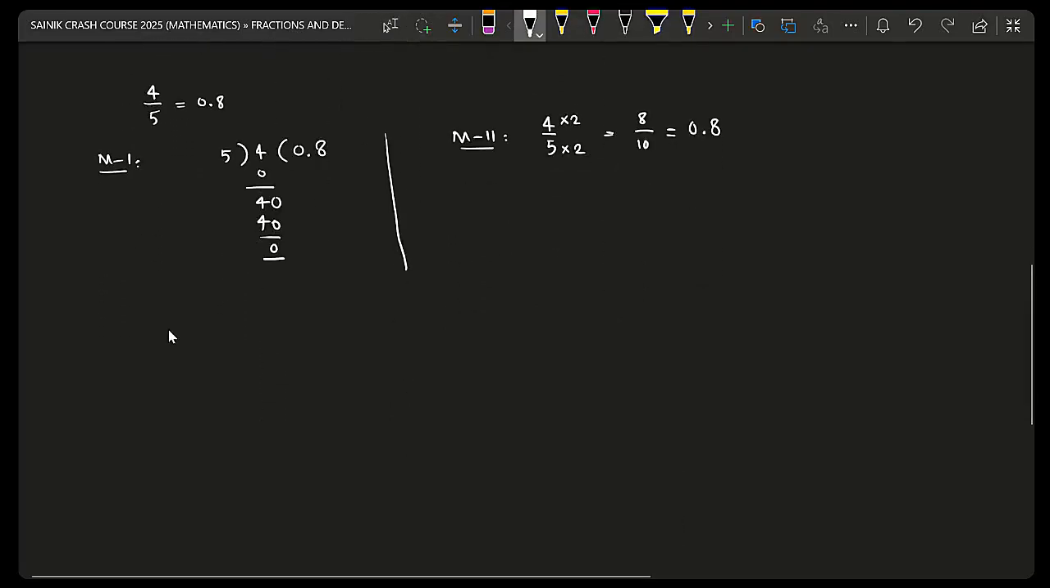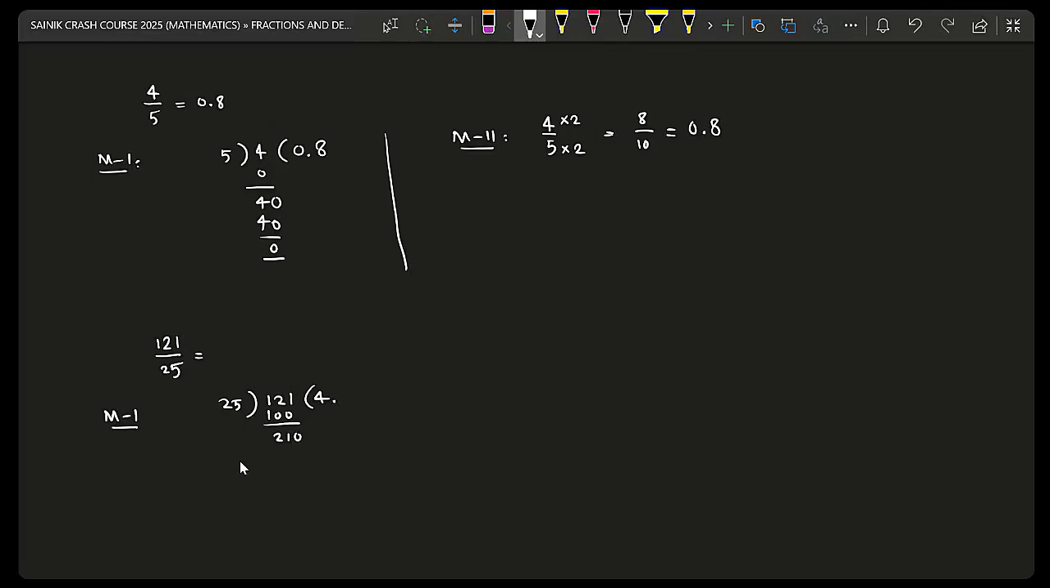For example, I have 121 divided by 25. I want to convert it to decimal form. So method number one, divide the numerator by the denominator. 25 fours are 100 and the remainder is 21. Because the remainder is less, I'm going to use a decimal point, and I'll write 0 here. Then 25 eights are 200 and the difference is 10. Because the decimal is already there, I can write 0 here. So 25 fours are 100, the remainder is 0. Therefore the answer I got is 4.84.